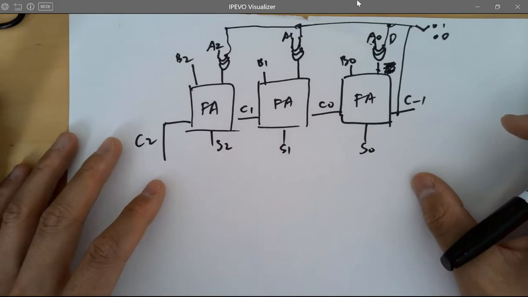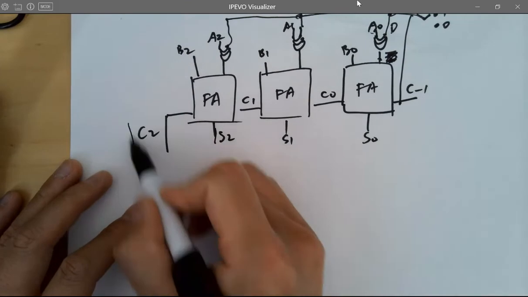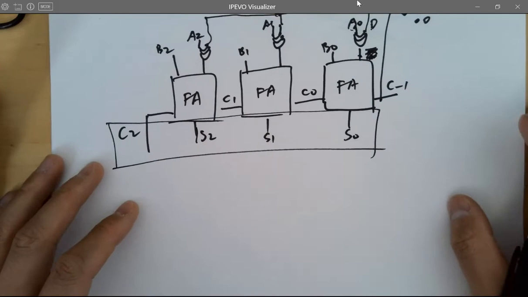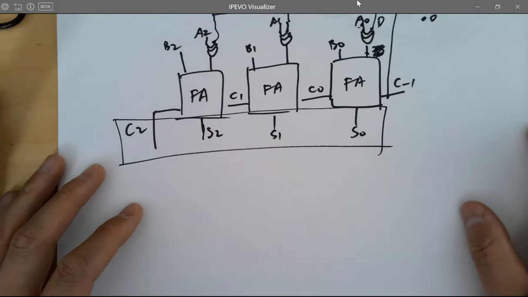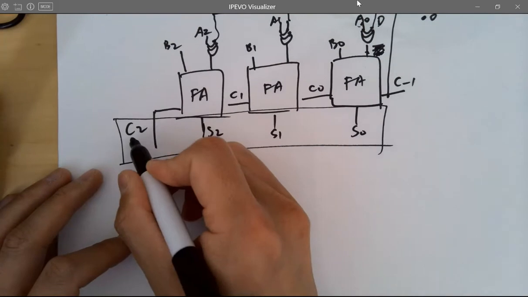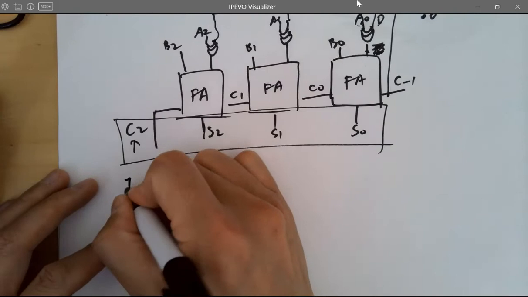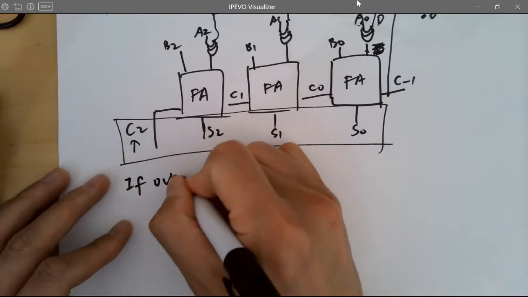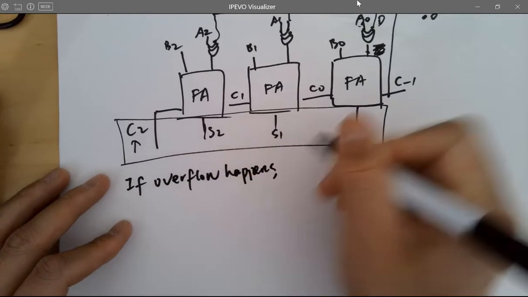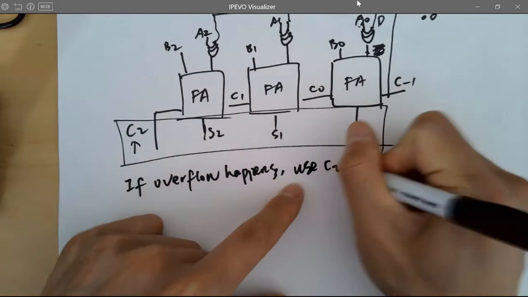And since these are the final 4-bit result, when there's an overflow happening, you want to directly use this C2 to form this 4-bit result. Keep in mind, if overflow happens, you want to directly use C2.